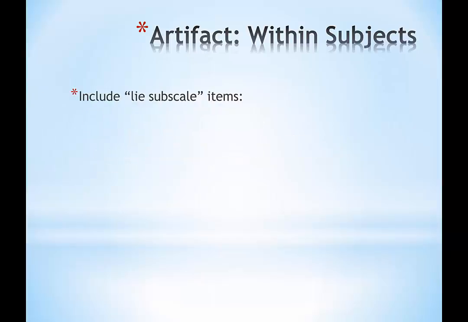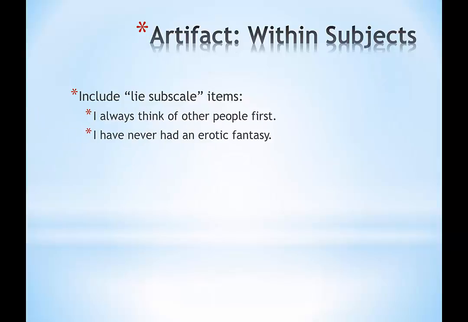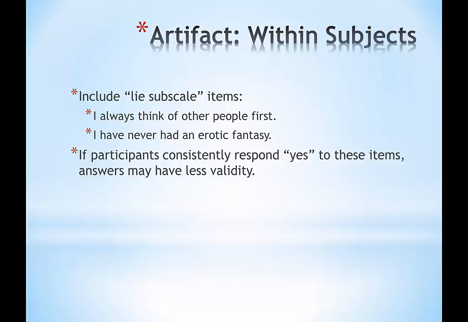The MMPI-2 uses what's called the lie subscale. So if I were to ask you questions like, I always think of other people first, I have never had an erotic fantasy, and there's a whole bunch more. If people are always saying yes to these types of items, and think about it, it's the always and the never. It's really not about the other people or fantasy. So if you catch people in a pattern, their answers may have less validity. You may have to take those with a grain of salt, so to speak. And like I already mentioned, the MMPI-2 uses a lie subscale.